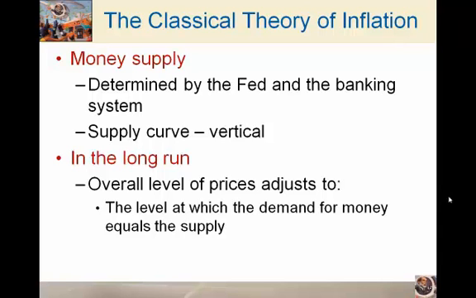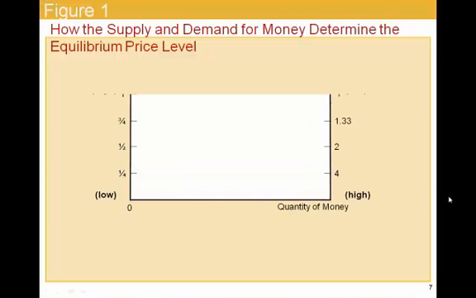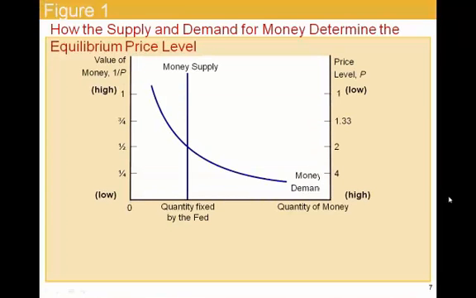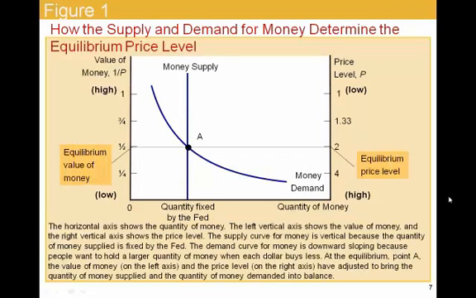Now, the result of putting money demand and money supply together on one diagram is that in the long run, the overall level of prices is going to adjust to the level at which demand for money equals the supply of money. So if we wanted to draw this as a graph, here you have the value of money on the vertical axis, and you have the money supply as well as the money demand.